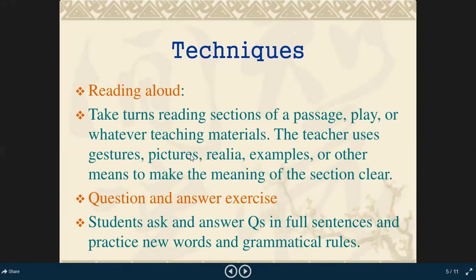Would you like to help me to read point number 1, please? Would you like to help me to read point number 2, please?